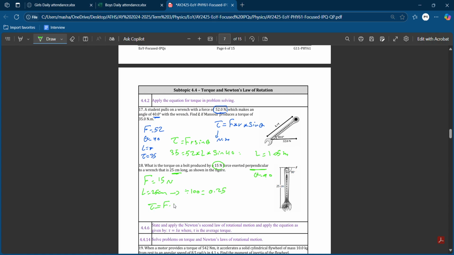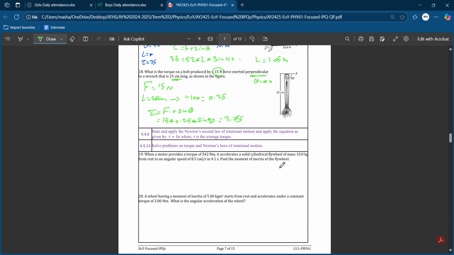Torque equals F times R times sine theta, equals F, which is 15, multiplied by 0.25, multiplied by sine 90, which is 1. The answer is 3.75. So let's move on.